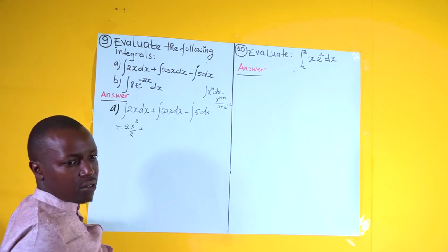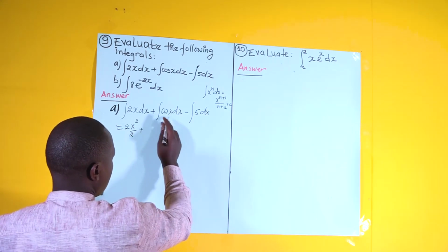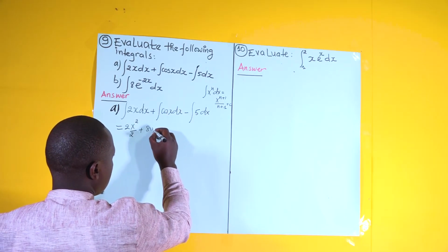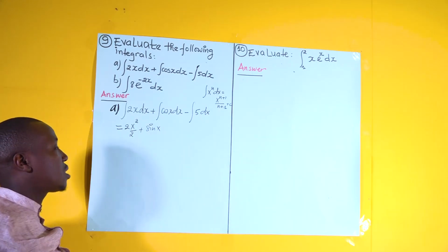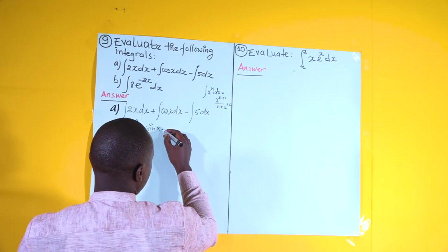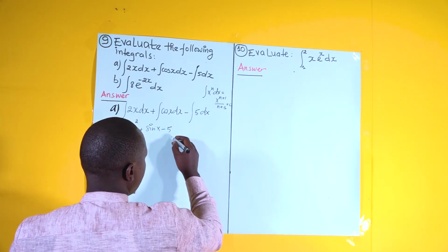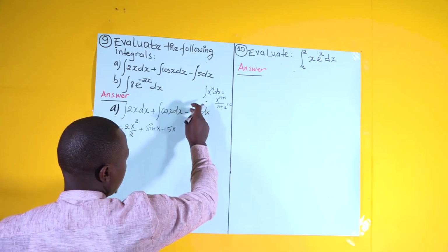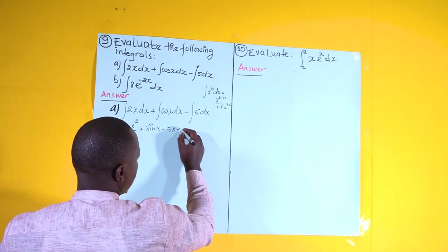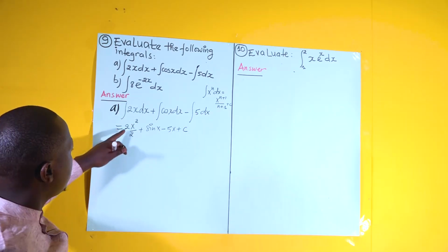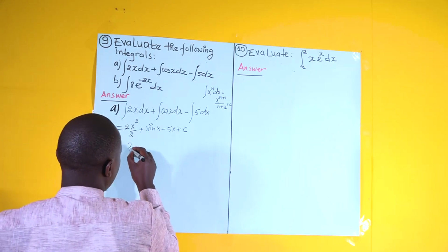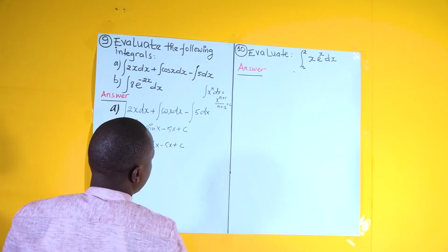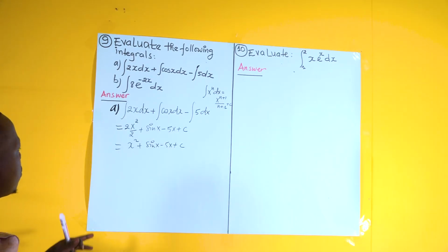Plus, integration of cosine x gives us sine x. Then minus what? Integration of 5 gives us 5x, because it is integration of dx, and integration of dx gives us x. Then plus what? A constant. So we can simplify 2 by 2 and remain with x squared plus sine x minus 5x plus a constant. Alright, so this is the answer for the first question, number 8.